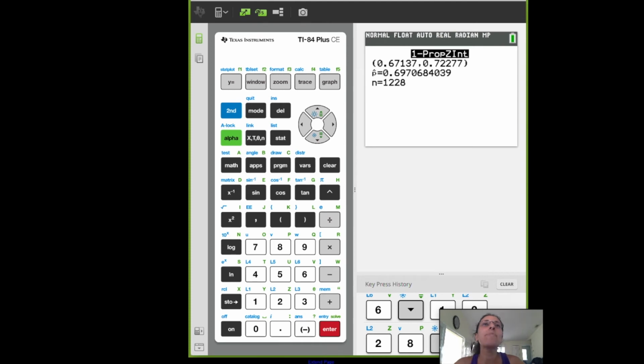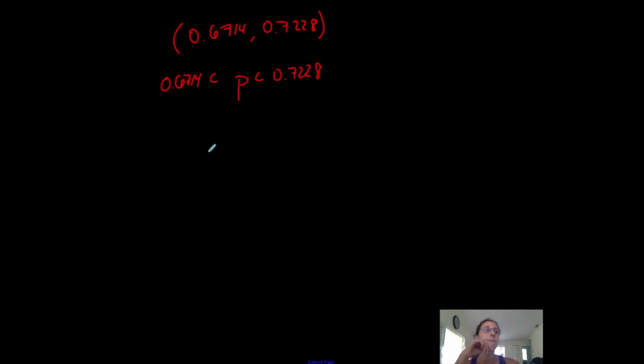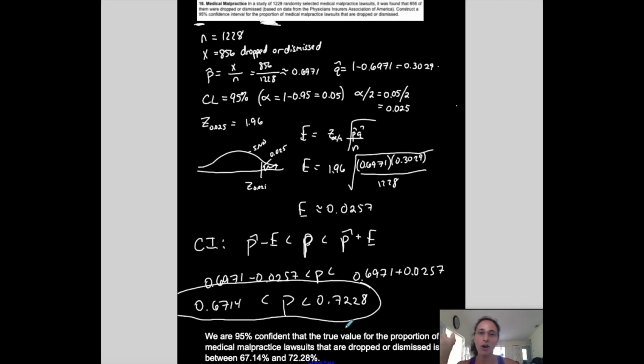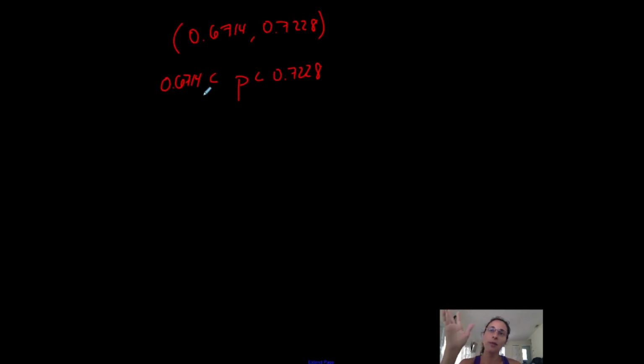Boom, there, it gives me my interval. Now, it gives me my interval in interval notation, right? So you have to obviously know how to interpret that, but you'll get used to it. 0.6714 to 0.7228, and then it's a matter of how you round and such. So this means that p is between 0.6714 and 0.7228. You say the same thing: we are 95% confident that the true value for the proportion of blah blah is between 67.14% and 72.28%. Say the same thing.